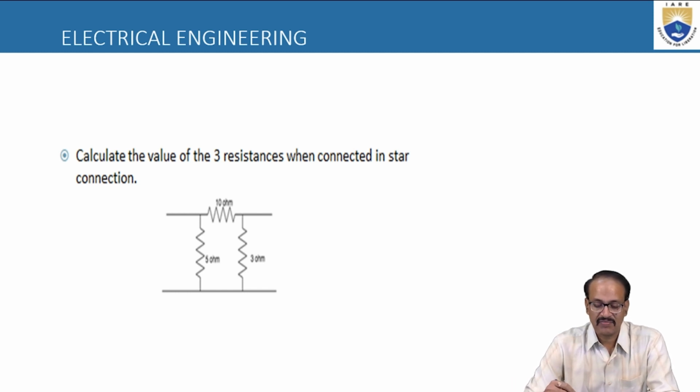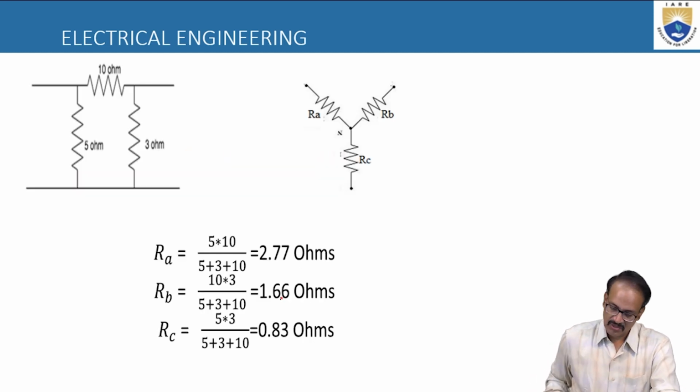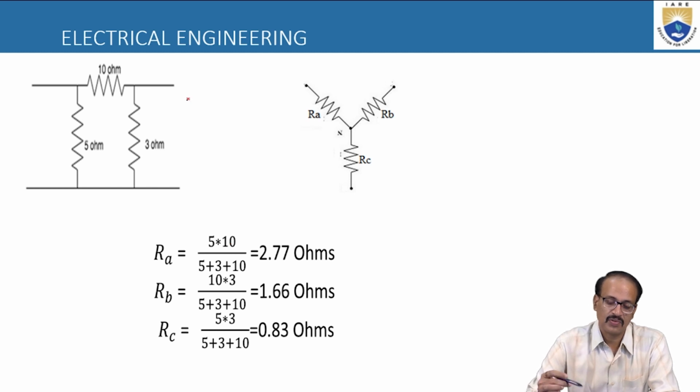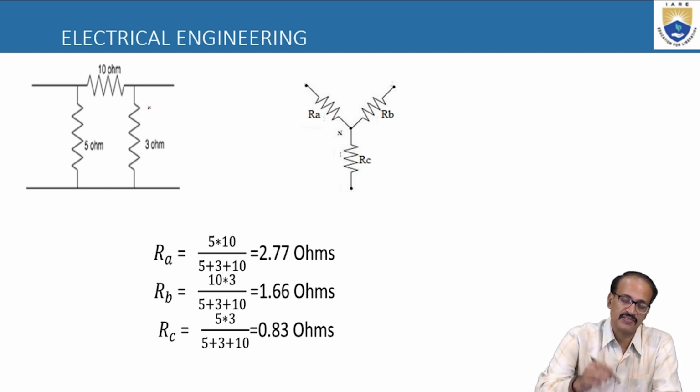So this is the pi network. It is looking like a pi network. We will convert, that means it is a delta network, so we have to convert it into star.